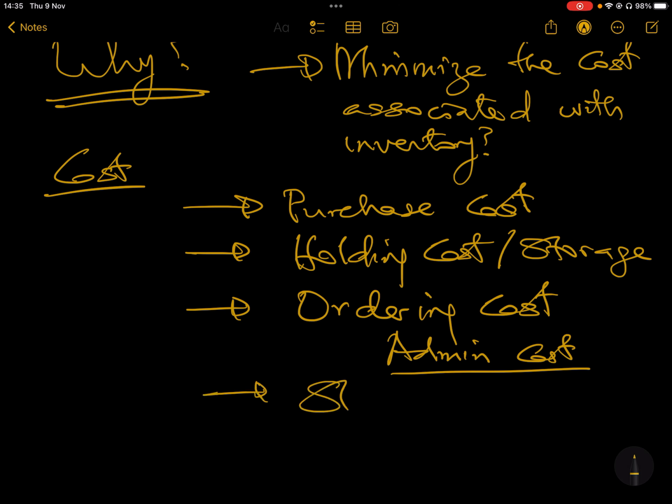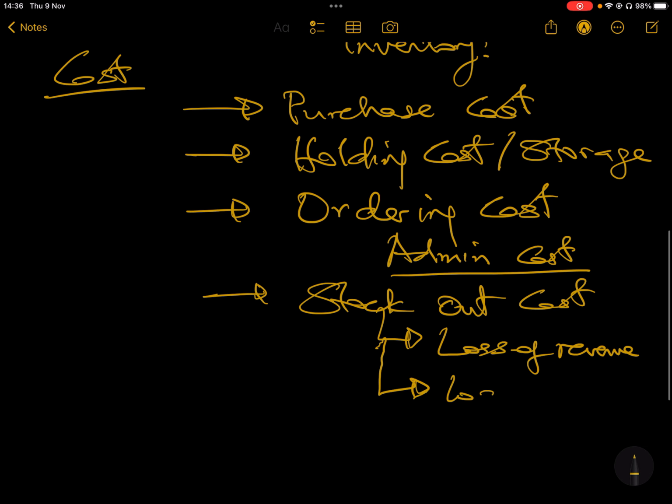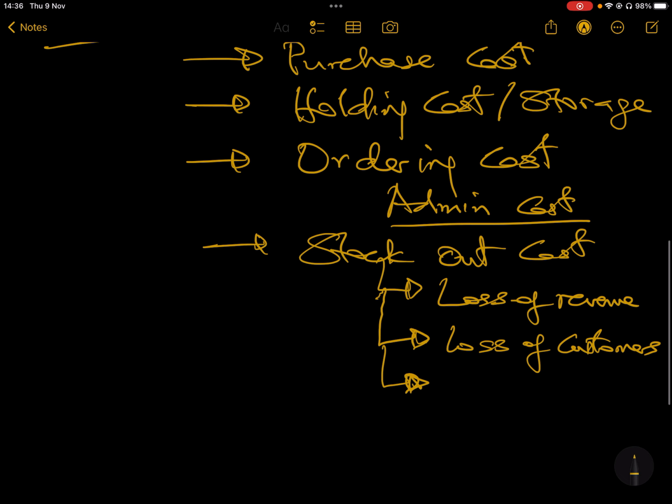And the last one is the stock out cost. Stock out cost is the cost of not having inventory when customers are placing orders. This can be attributable to loss of revenue because you are not able to sell. You don't have inventory to sell. And even beyond that, you might lose customers, because customers don't like their orders being rejected. You force them to go and look for alternatives, and when they find an alternative, they might never come back to you. And if you keep losing your customers, you might actually be out of business. So is that really bad?